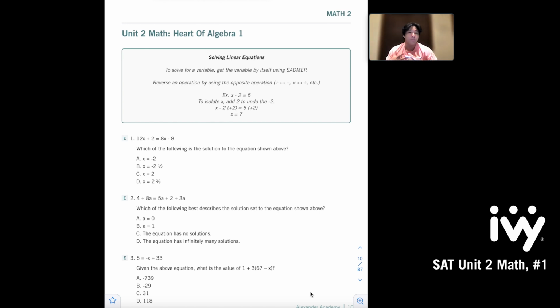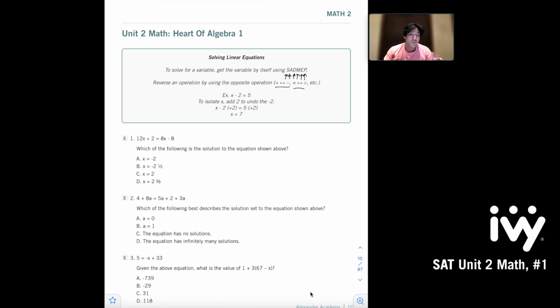To solve for a variable, get the variable by itself using SADMAP, or the reverse of PEMDAS. PEMDAS, of course, being parentheticals, exponents, multiplication, division, addition, and subtraction. So to reverse an operation, all we gotta do is the opposite operation. So for addition, we do subtraction, for multiplication, we do division, and etc.